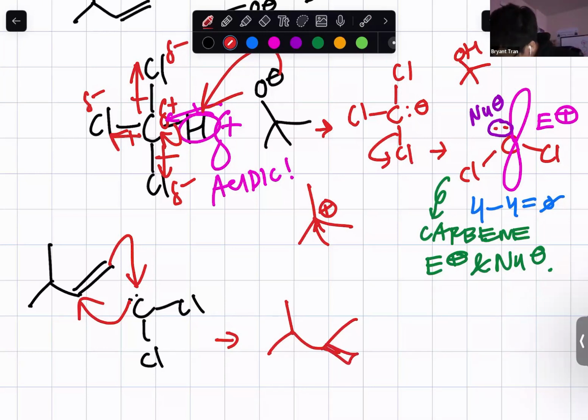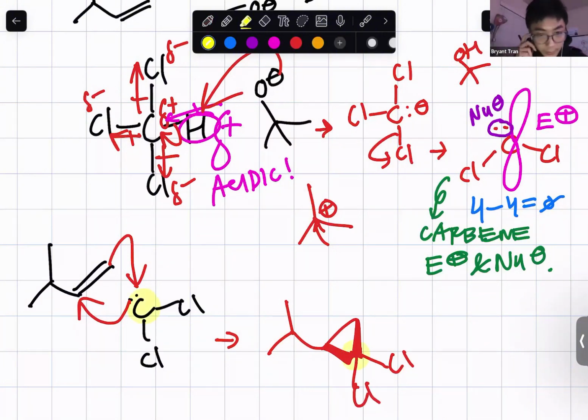ring right here, right? Where that's the carbon attached to 2 chlorines like that. If I highlight this carbon in yellow, that's this carbon right there in yellow. Plus minus, because that could have been dashed as well.